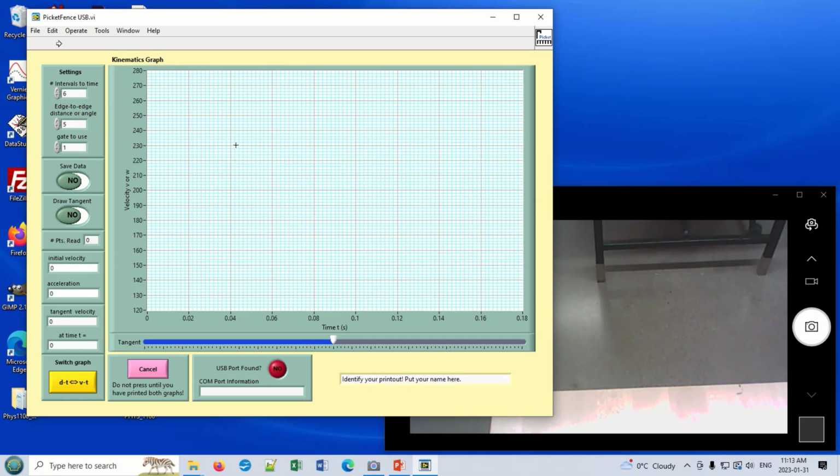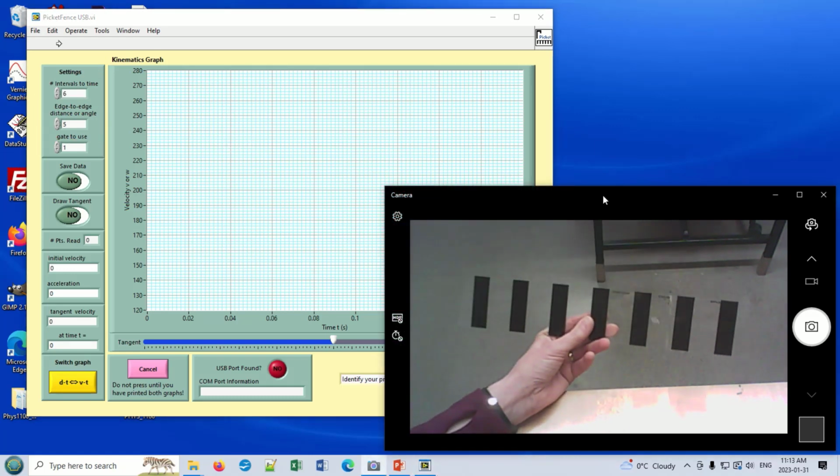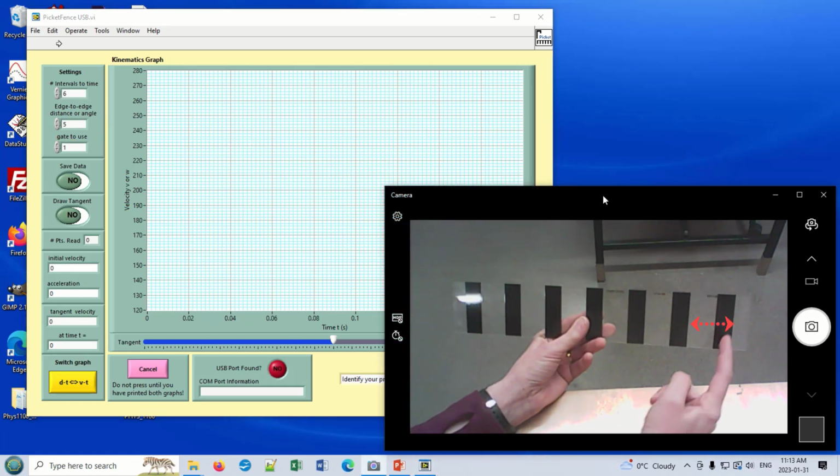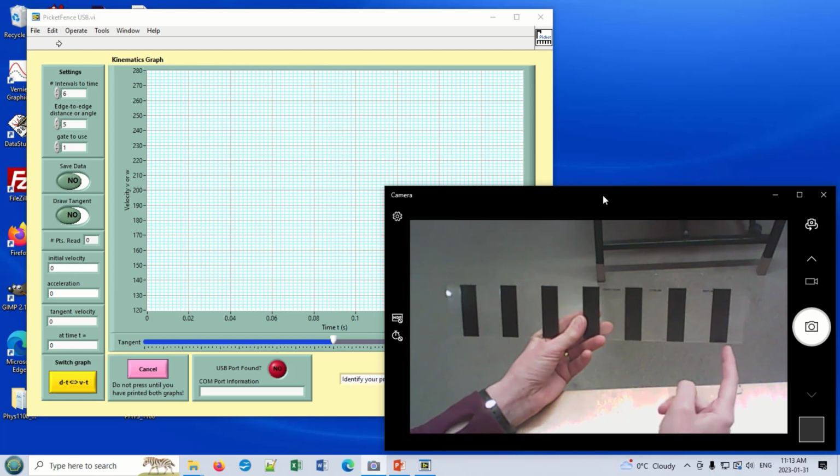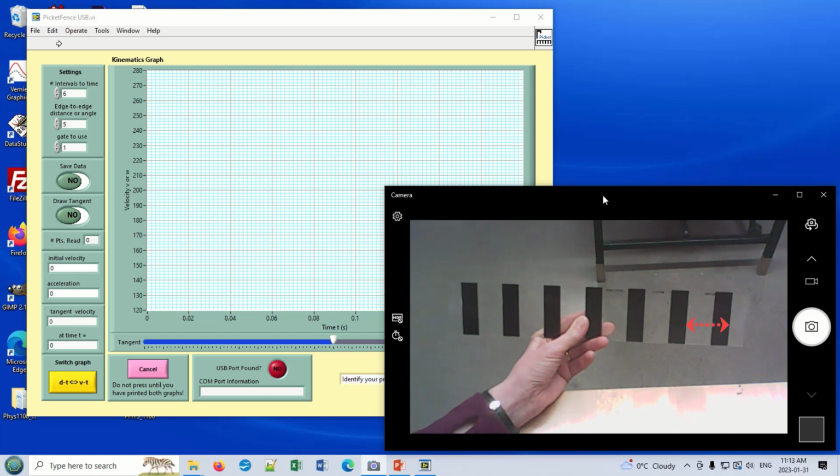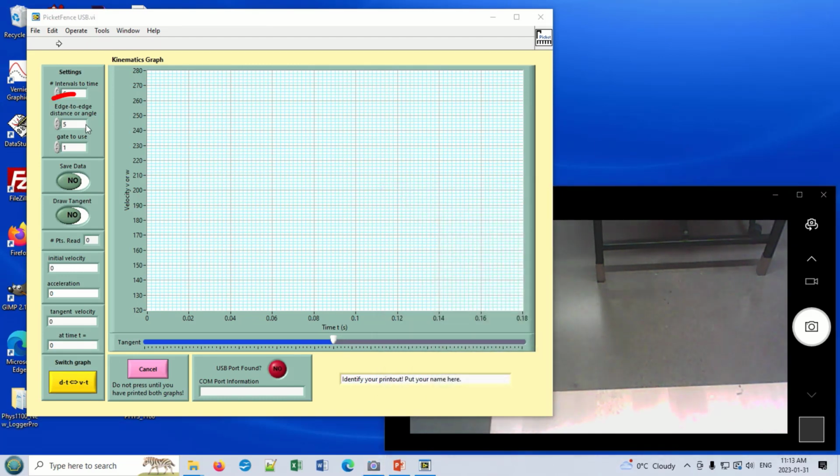The second thing we need is the edge-to-edge distance or angle. What is that? Well, again, on your picket fence, the edge-to-edge distance is from the front edge of one black stripe to the front edge of the next one, so leading edge to leading edge. You want that distance. So grab a ruler, and on my picket fence, that looks like it's about 5 centimeters. That's the value we want to put here, but it needs to be converted into meters. This quantity does need to be in meters. So 5 centimeters is equal to 0.05 meters.